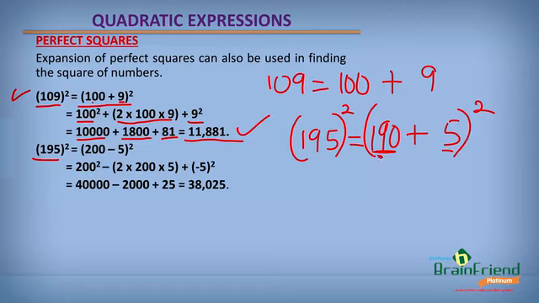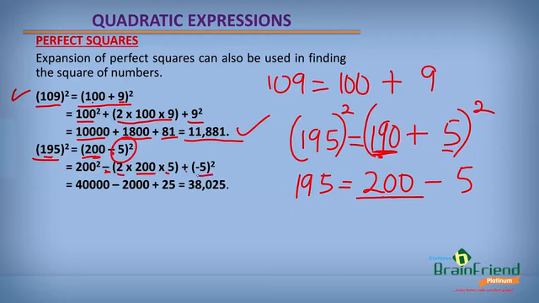So we use a number whose square is easy to find, knowing that 195 is also equal to 200 minus 5. And finding the square of 200 is easier than finding the square of 190. So we use 200 minus 5. 200 minus 5 is the same thing as 195. So using the law of perfect squares, we have 200 squared minus, because what's in the bracket here is minus, twice their product, that is 2 times 200 times 5, plus (minus 5) all squared.